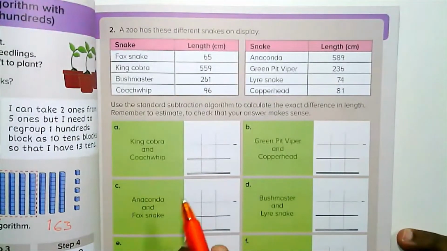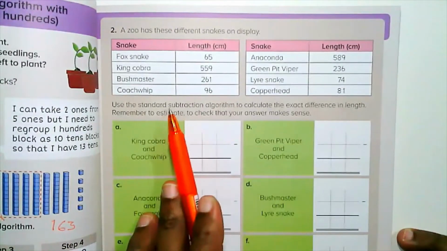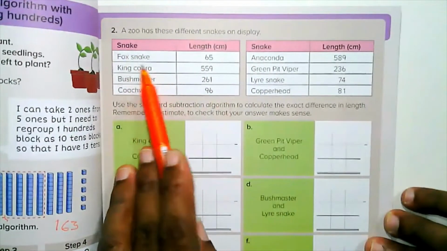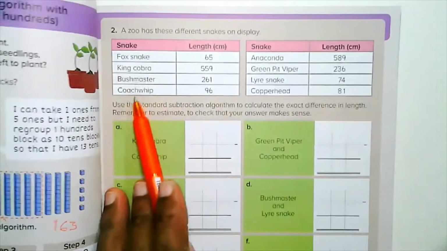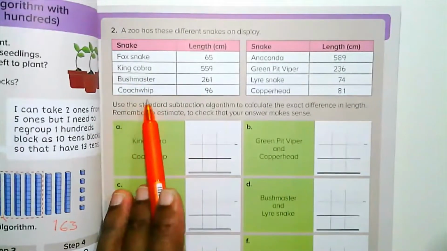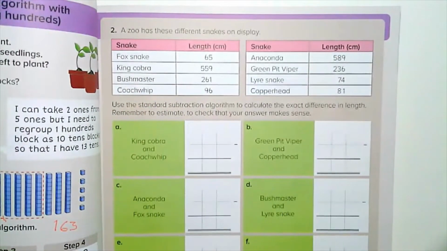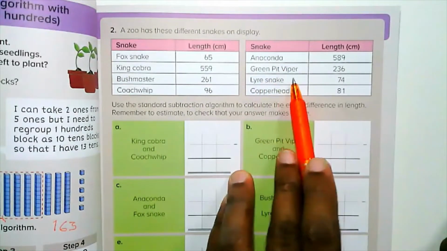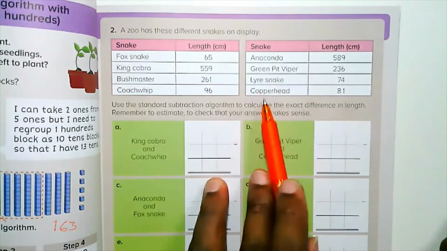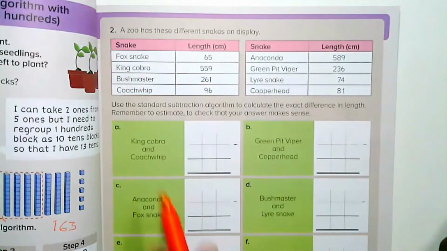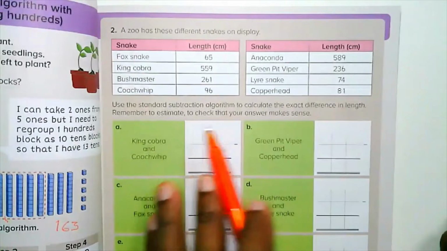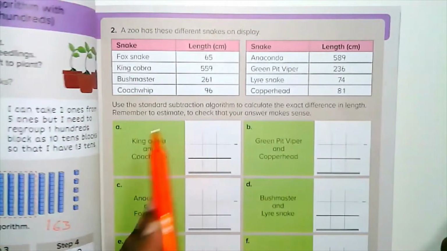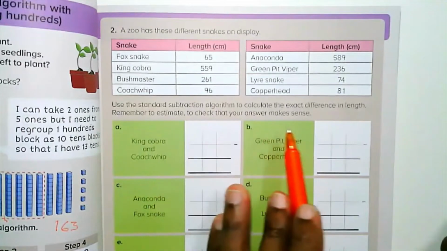A zoo has these different snakes on display. We have fox snake, king cobra, bushmaster, and coach whip. Also have anaconda, green pit viper, lyre snake, and copperhead. So use the standard subtraction algorithm to calculate the exact difference in length. Remember to estimate to check that your answer makes sense.